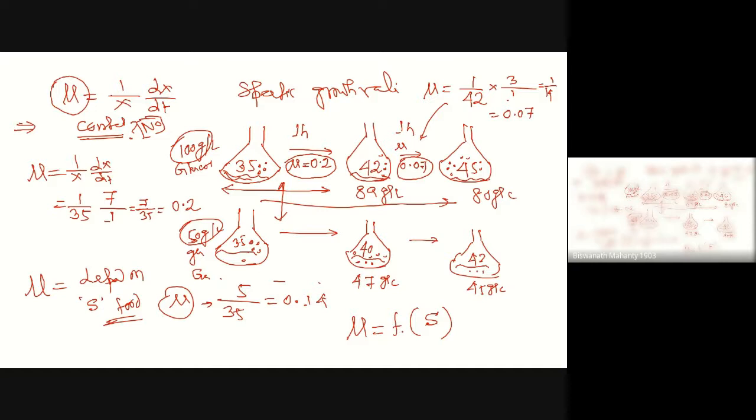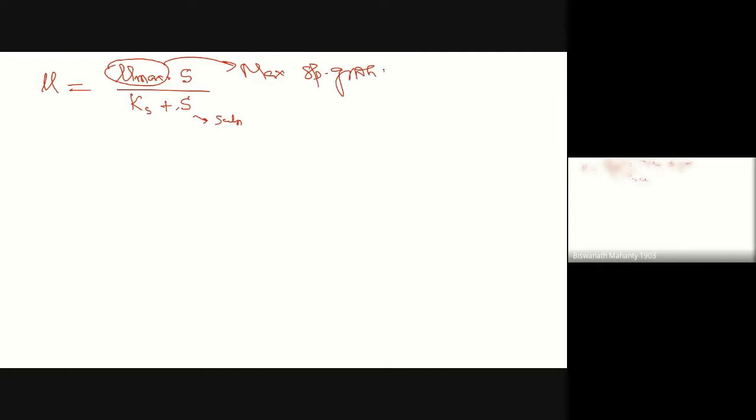Okay, and from this concept, we have different kinds of models. One model you will probably be using later on is the Monod model. So mu actually depends on substrate concentration: mu equals mu max into S divided by Ks plus S. S is substrate concentration. Mu max is the maximum specific growth rate, and mu is the specific growth rate.